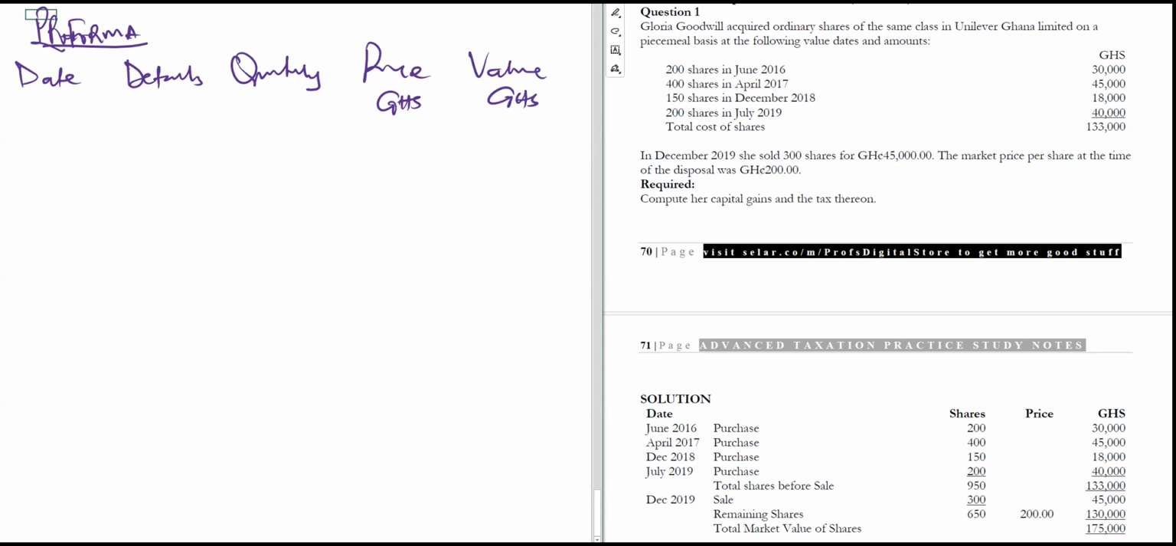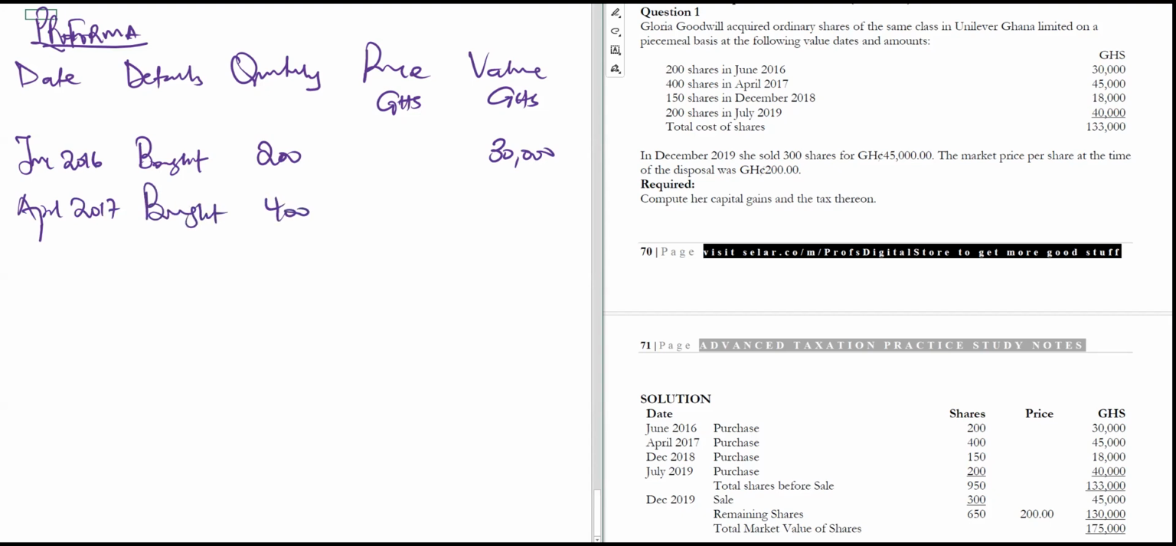So what's the first date? June 2016. Did she buy or sell? She bought, right? How many shares did she buy? Please go with me. 200. She bought 200 shares. At what value? We don't know the value, but it gave us a total value of 30,000, right? Now, in April 2017, she bought again, right? How many? 400 shares at 45,000, okay?